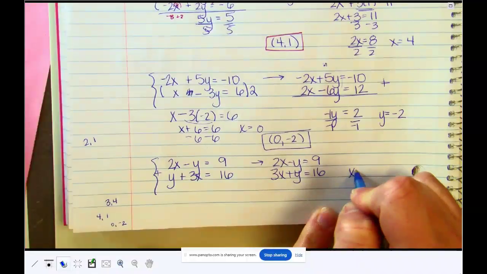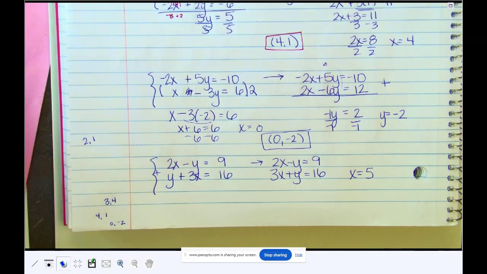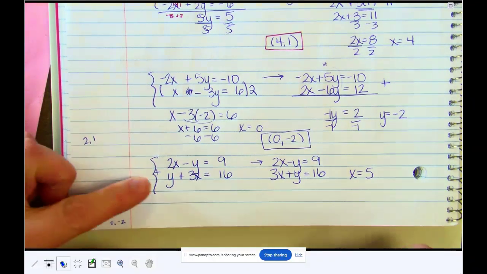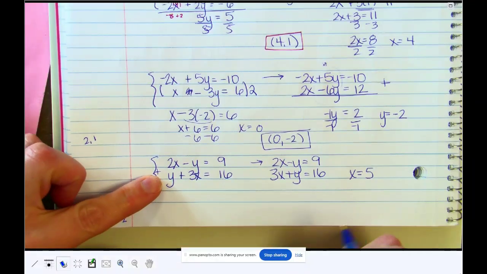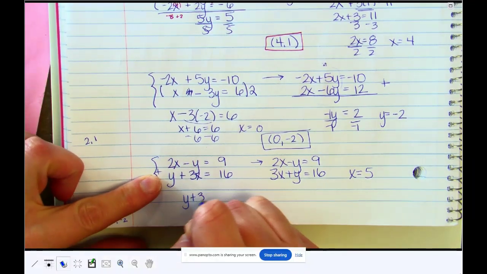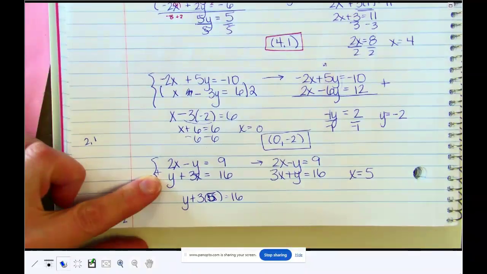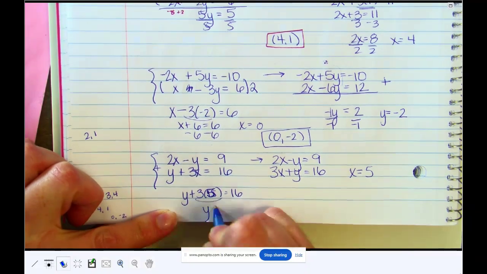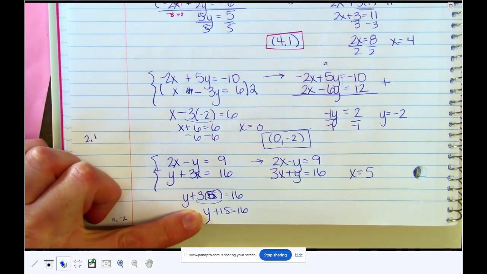What do you get for your x here? 5. Are we going to plug it into the top or the bottom? Doesn't matter, does it? So if I plug it into the top, you guys, I'm plugging mine into the bottom. So I've got y plus 3 times 5 equals 16. Sorry, 3 times 5. My brain was working ahead of time. Okay, what's 3 times 5? 15. So y plus 15 has to equal 16. What do you get? What's y have to be? 1.